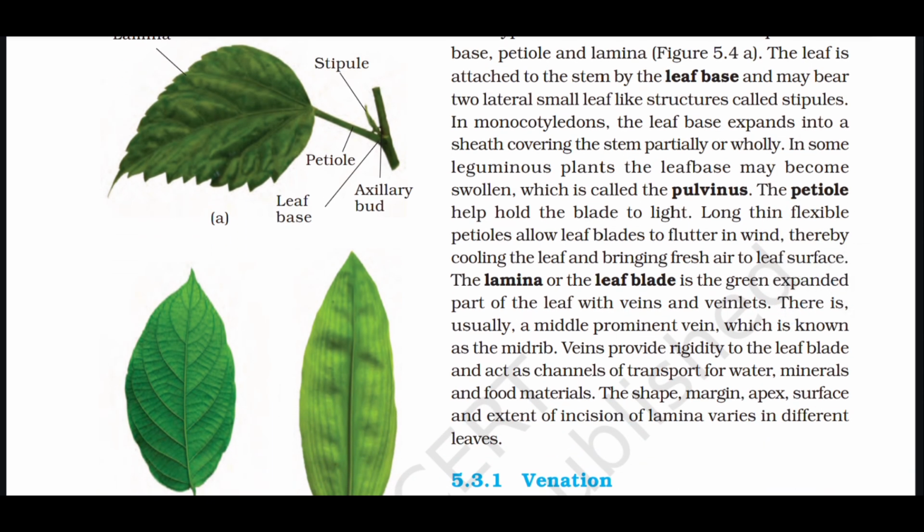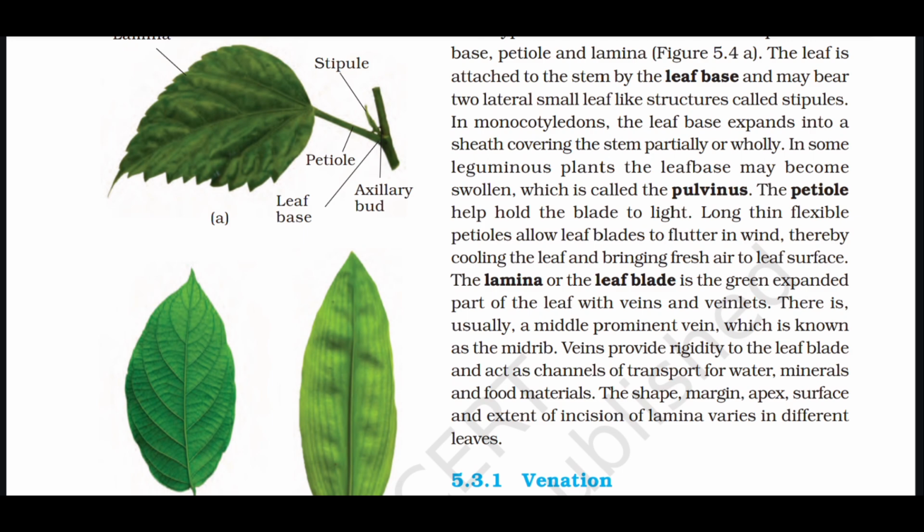Long, thin, flexible petioles allow leaf blades to flutter in wind, thereby cooling the leaf and bringing fresh air to the leaf surface. The lamina or the leaf blade is the green expanded part of the leaf with veins and veinlets. There is usually a middle prominent vein, which is called the midrib. Veins provide rigidity to the leaf blade and act as channels of transport for water, minerals, and food materials.